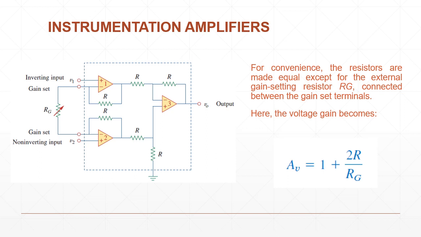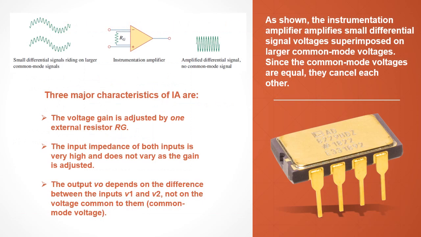For convenience, the resistors are made equal except for the external gain-setting resistance Rg connected between gain set terminals. Here, the voltage gain becomes 1 + 2R/Rg. As we can see from the figure, the instrumentation amplifier amplifies small differential signal voltages superimposed on larger common mode voltages. Since the common mode voltages are equal, they cancel each other.